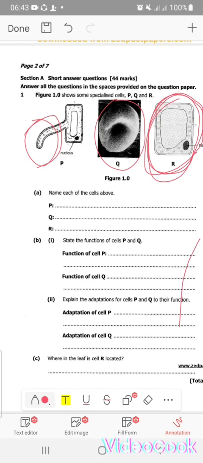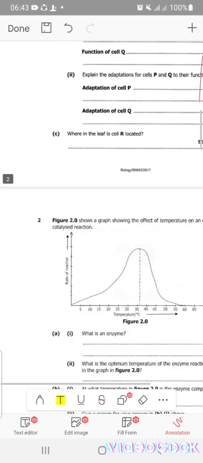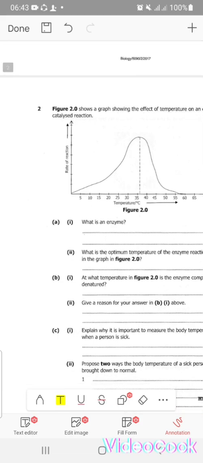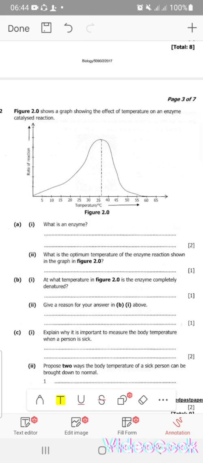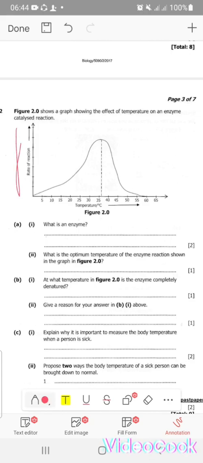Now question 2, of 2017, from enzymes. Figure 2.0 shows a graph showing the effect of temperature on an enzyme catalyzed reaction. So this side here is representing the rate of reaction, then here the temperature.